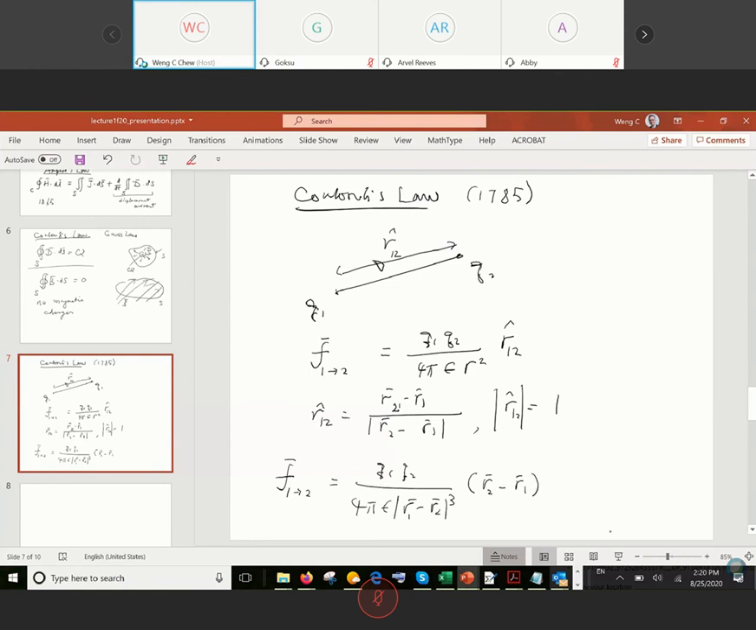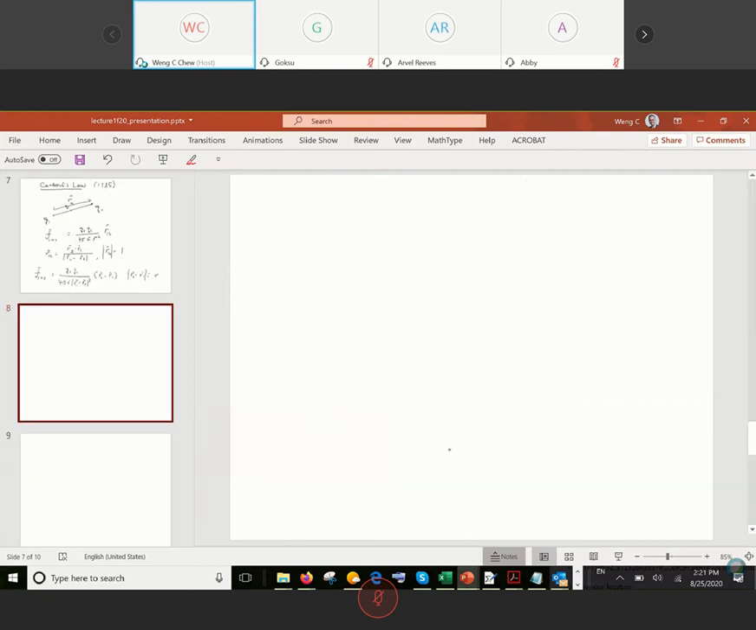And what we have is that the magnitude of R2 minus R1 is just the distance between the two charges. Okay, this is Coulomb's law, written in the way that it was written in 1785. Okay? And we can now write Coulomb's law in different ways in terms of the electric field.